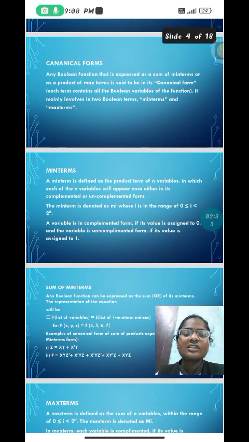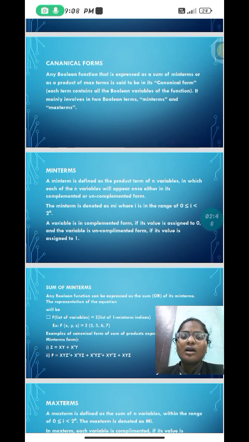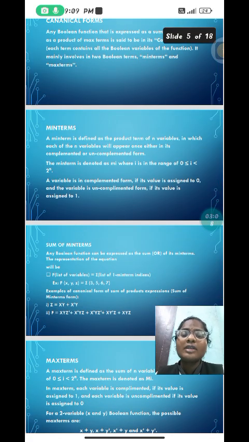A minterm is the product term of n variables, in which each variable appears once, either in its complement or uncomplement form. Complement means A complement, B complement, C complement, that means the NOT gate. Uncomplement means the opposite of complement. That's the minterm definition, and the minterm range is 0 less than or equal to i less than 2 power n.